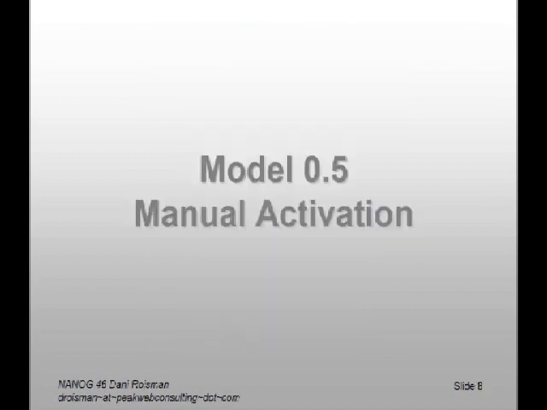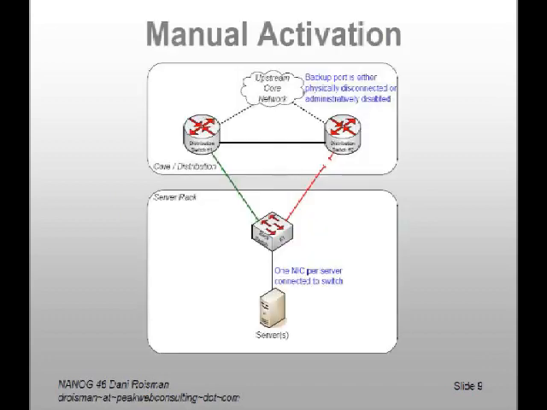There's what I call a model 2.5. This is a manual activation of redundancy. So here you went ahead and you connected to your second distribution layer, but you severed the link to the second layer. Maybe because you don't trust your distribution, you don't trust your redundancy, you're afraid of spanning tree loops.